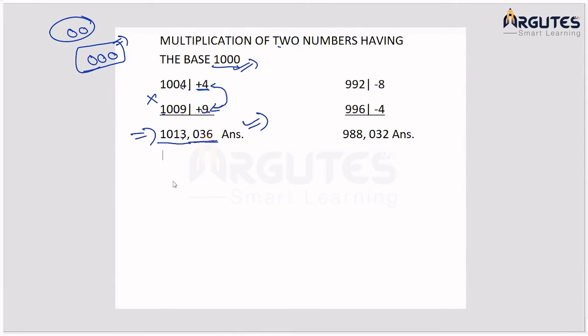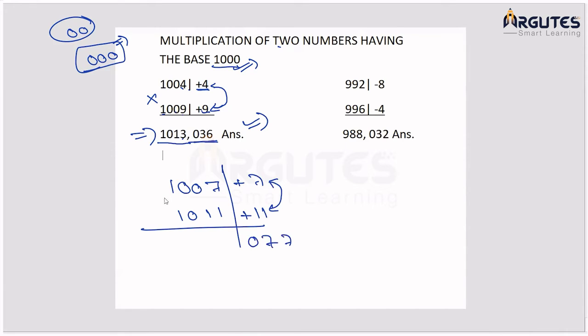Take another example like 1007 into 1011. How much more is it? It is 7 more. How much more is the other? It is 11 more. So what will we do here? We will just multiply these: 11 into 7 is 77. We will write here 077. Then 1007 plus 11 will be 1018. Your answer will be 1018077. Okay. Now we have done it for numbers which were both more than 1000.